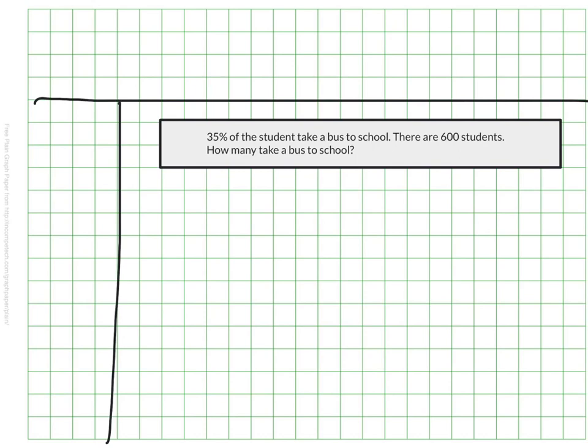So in this one, we know that 35% of students here take the bus to school, and there's 600 students total. The question is, how many take the bus to school? To do this, we have to dissect what we know a little bit. So I know that I'm trying to do percentage times whole equals that quantity that take the bus to school. So we certainly know our percentage here. That's our percentage. We know our whole. And what we're looking for is our quantity. That's what we don't know.